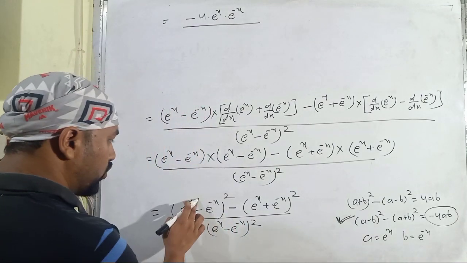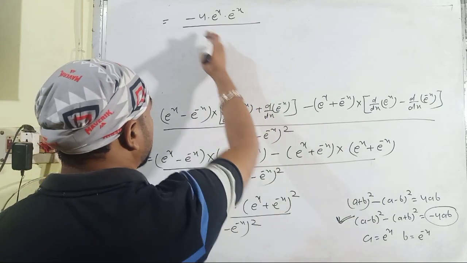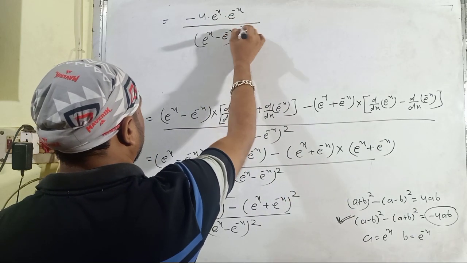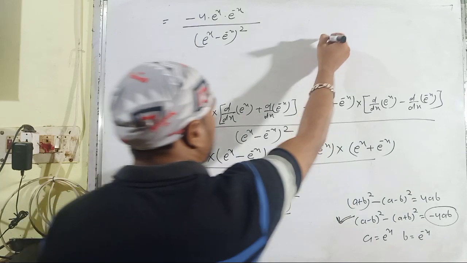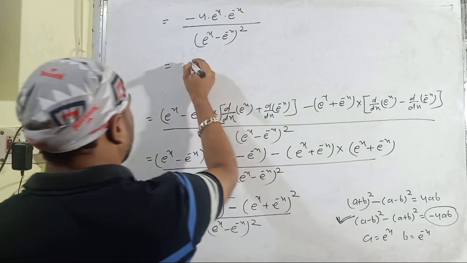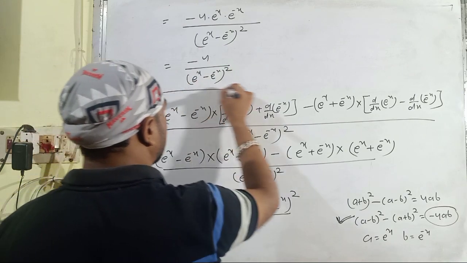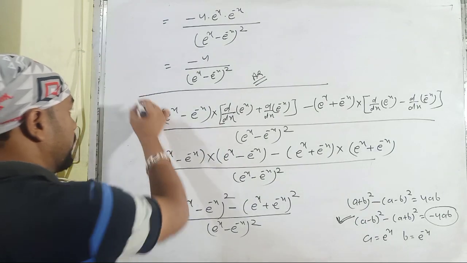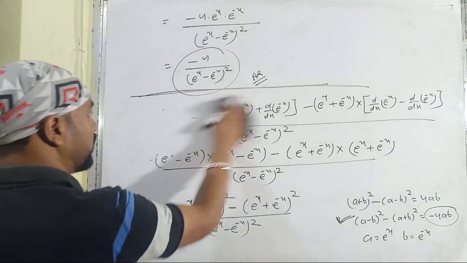So here a is equal to e to the power x and b is equal to e to the power minus x. Just applying this algebraic identity here, it will be minus 4ab divided by the whole square of e to the power x minus e to the power minus x. Okay, e to the power x multiplied with e to the power minus x is 1. So it will be minus 4 divided by the whole square of e to the power x minus e to the power minus x, and this is the answer for the given problem. Okay, so here it is the solution. This is the answer for the problem.